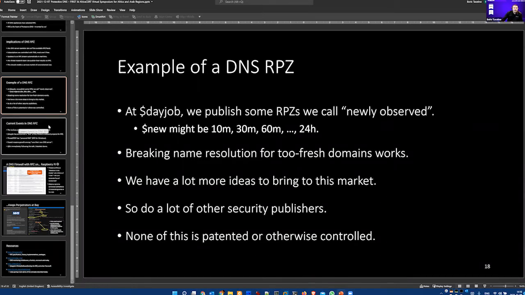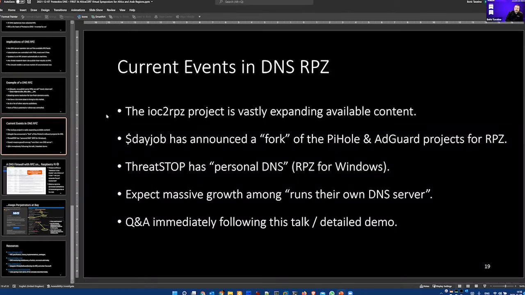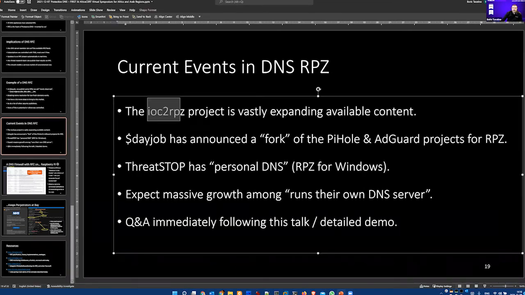All right. What are those kinds of events in DNS RPZ? We will build with you today a DNS firewall using the IOC2RPZ public project, a free one, okay? So you can use this. We were also able to build Pi-hole and AdGuard on BIND DNS with RPZ.